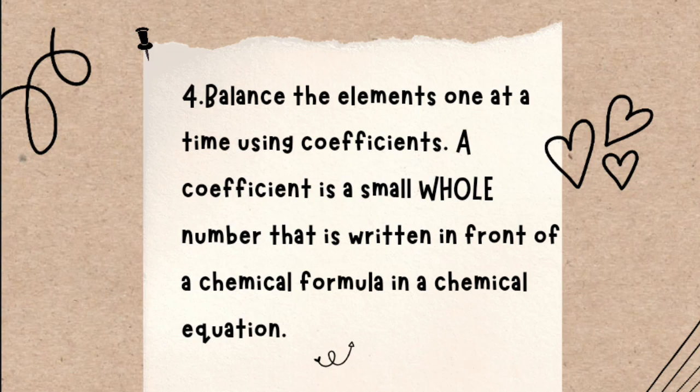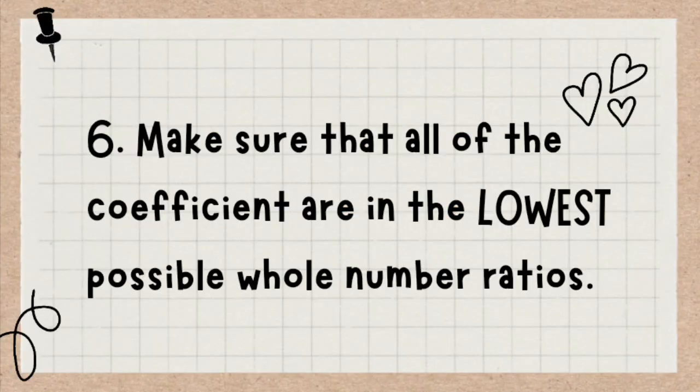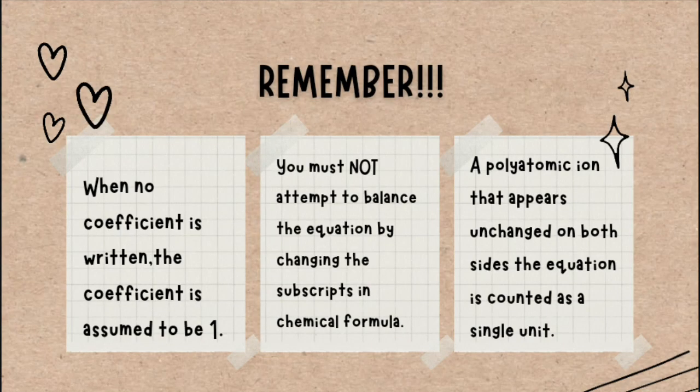Number 5, check each atom, ion, or polyatomic ion to be sure that the equation is correctly balanced. Lastly, make sure that all of the coefficients are in the lowest possible whole number ratios. Always remember that when no coefficient is written, the coefficient is assumed to be 1. You must not attempt to balance the equation by changing the subscript in a chemical formula. We can change the coefficient but not the subscript. A polyatomic ion that appears unchanged on both sides of the equation is counted as a single unit.